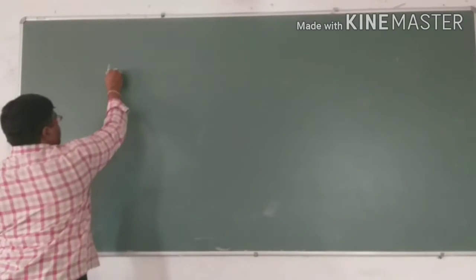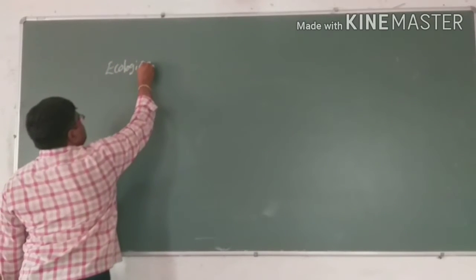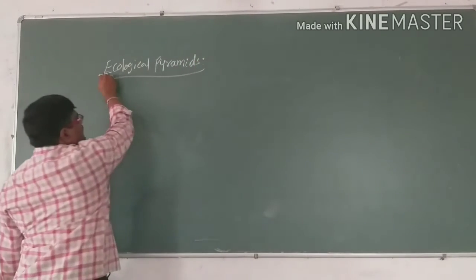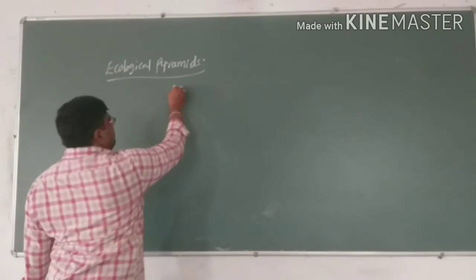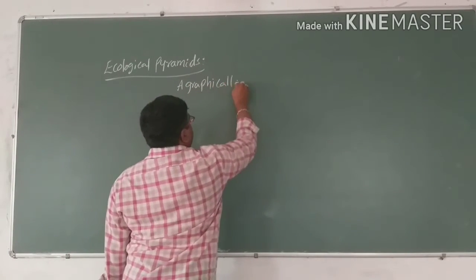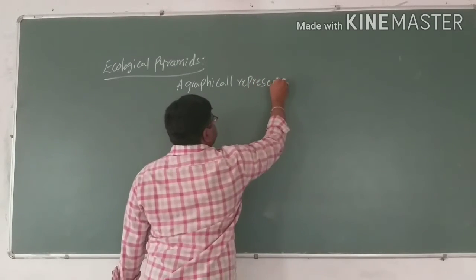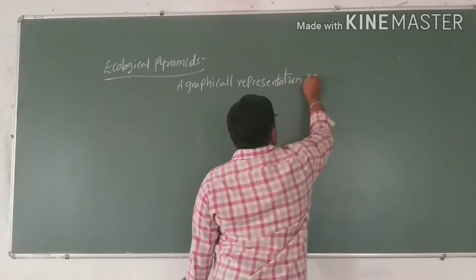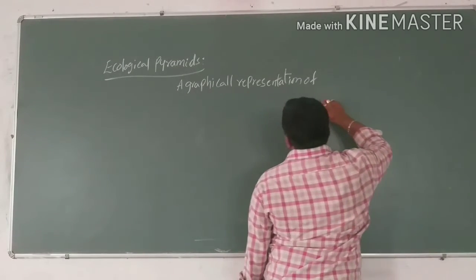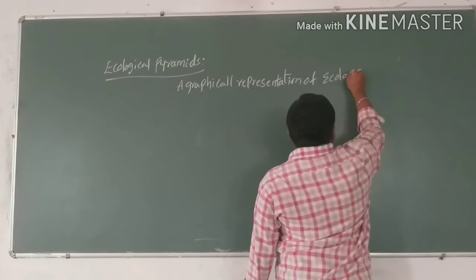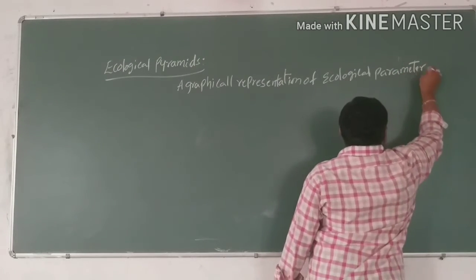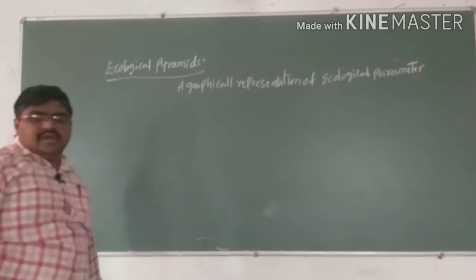So what are ecological pyramids? It is defined as a graphical representation of trophic levels, the trophic representation of the ecological parameters.